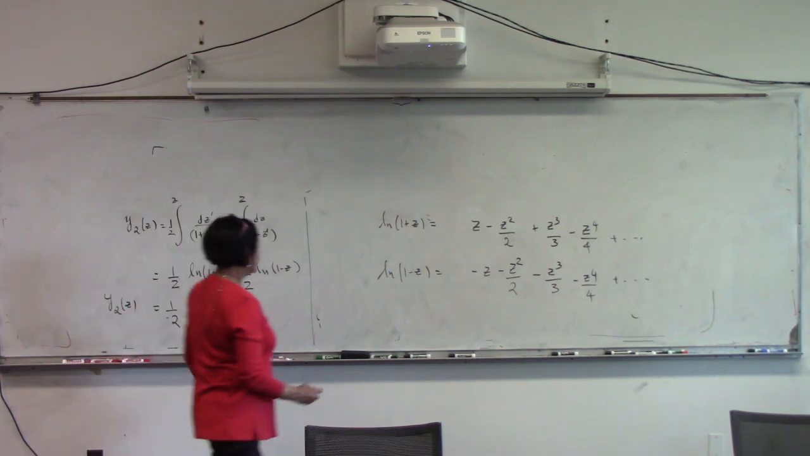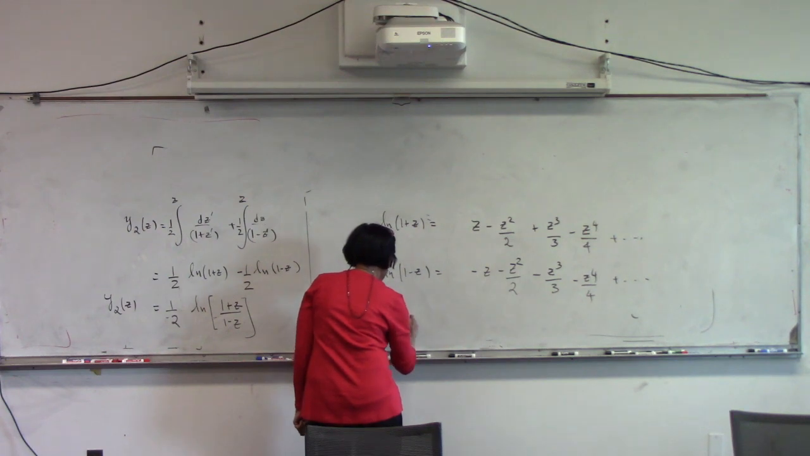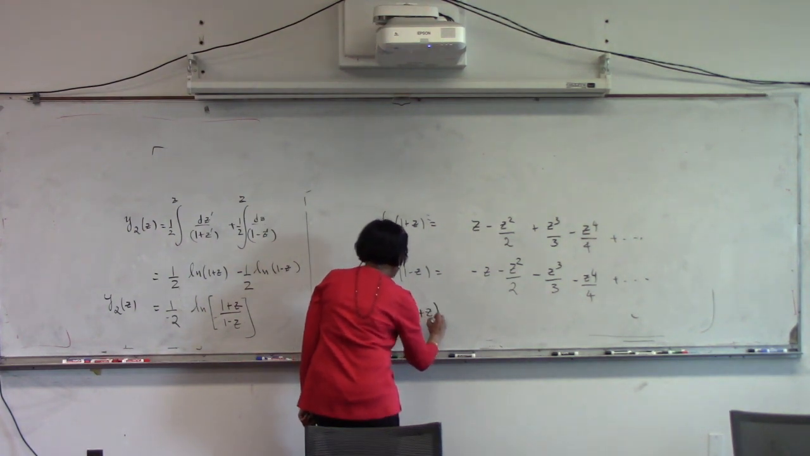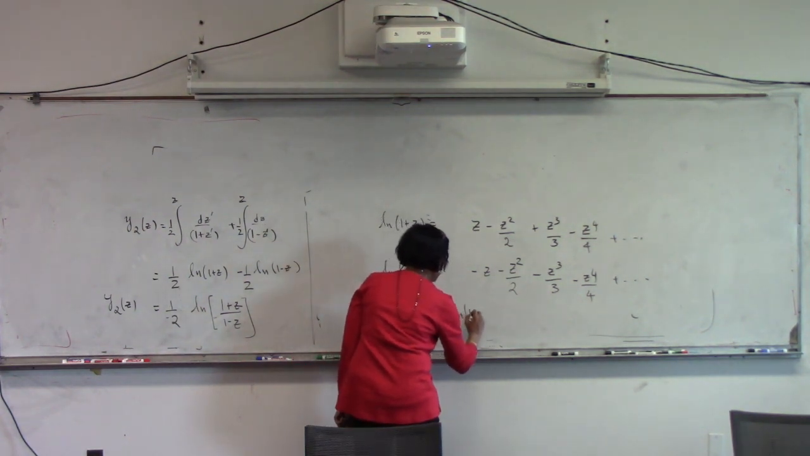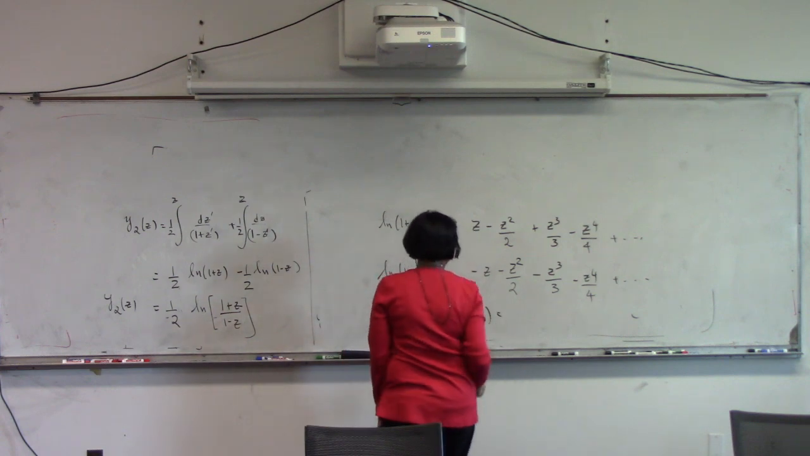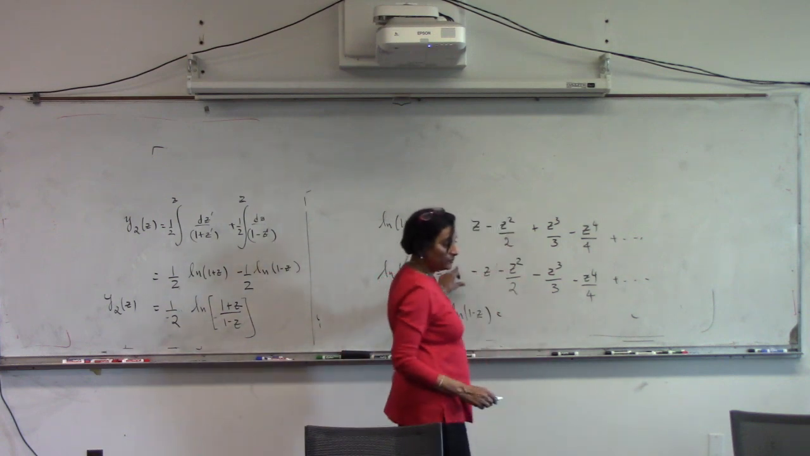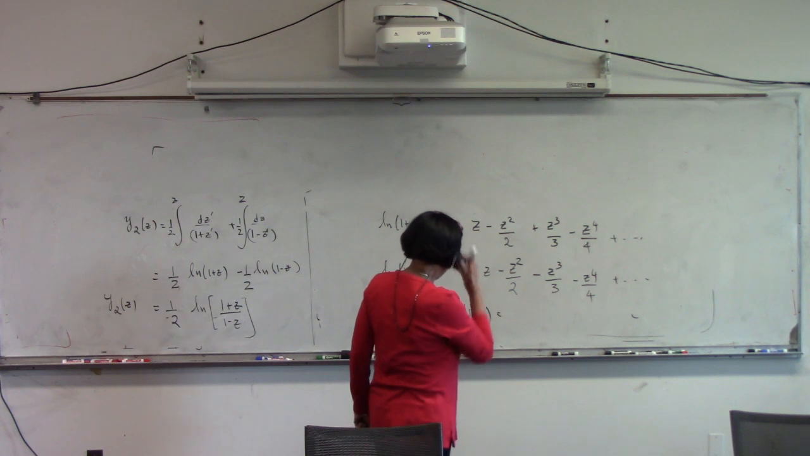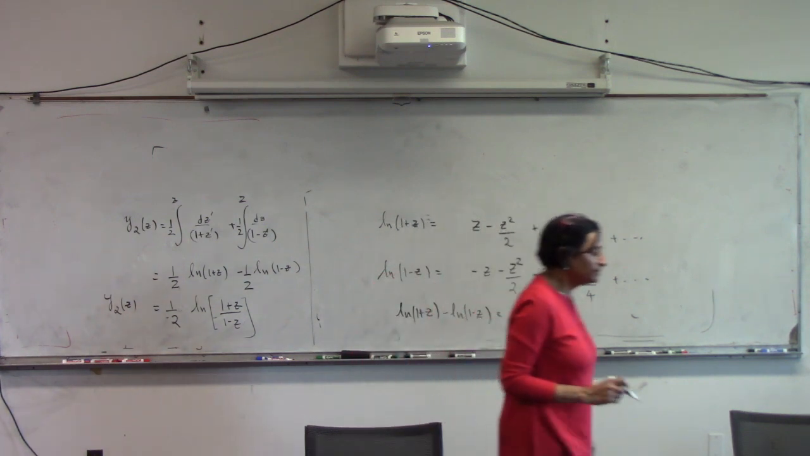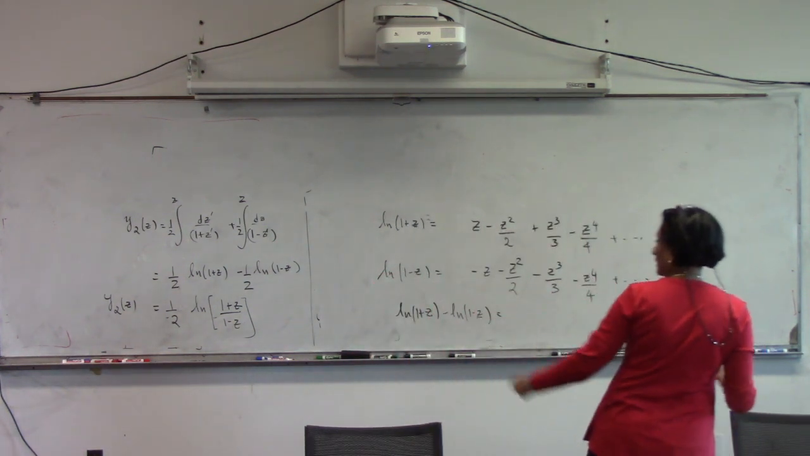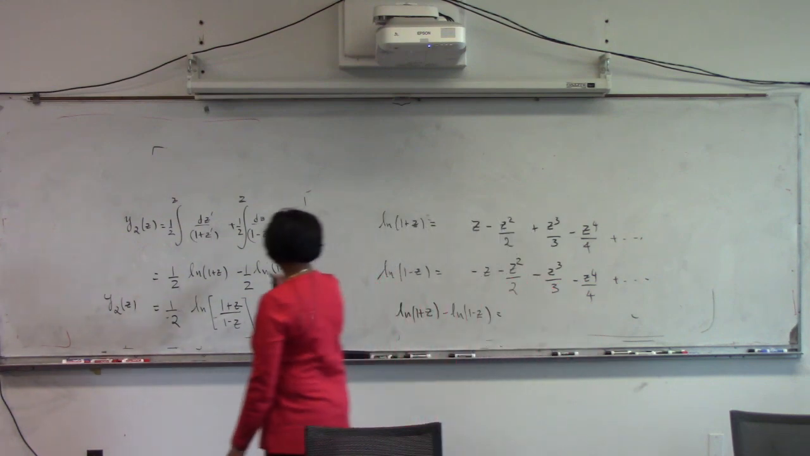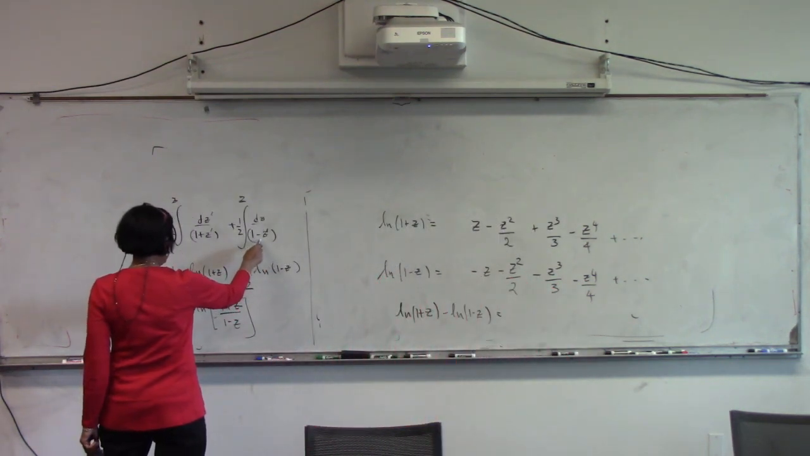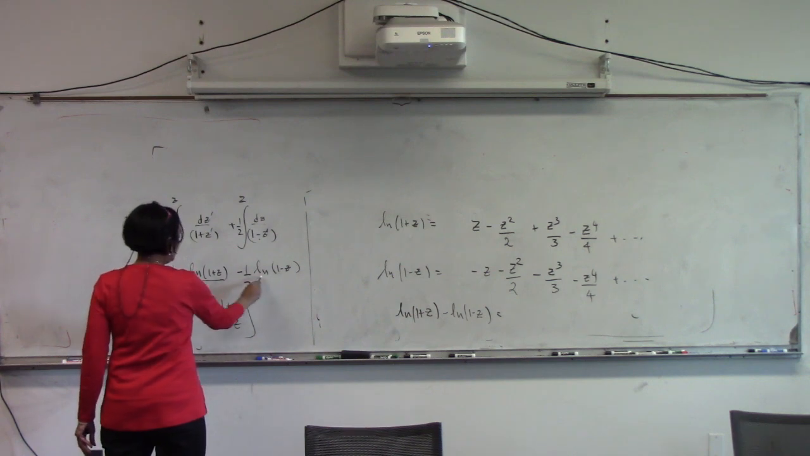So we have to subtract that, right? What we have is natural log of 1 plus z minus natural log of 1 minus z. Professor, I think we should add the 2 terms. Add or subtract? Let's see. I made a mistake. I had a negative sign. We are subtracting it, right?